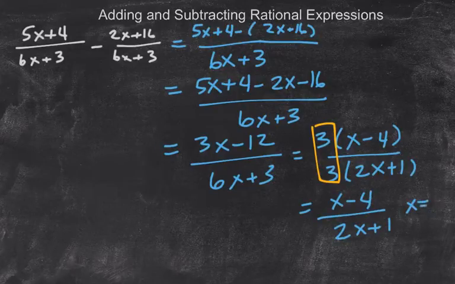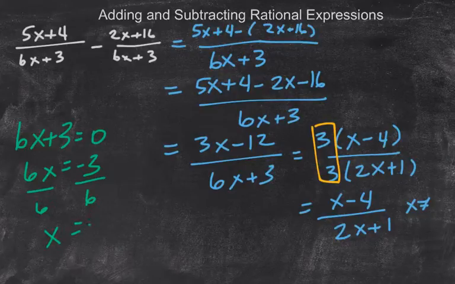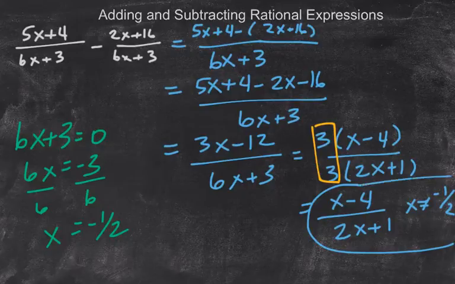x cannot be equal to the values that would make the original denominator equal 0. And to figure that out, I'm going to write it out over here. So 6x plus 3 equals 0. Let's see which values make that true. If I subtract 3 from both sides, I'll have 6x equals negative 3. And then if I divide by 6, I'll get x equals negative 1/2. So my excluded value here is negative 1/2. And there's my final expression.